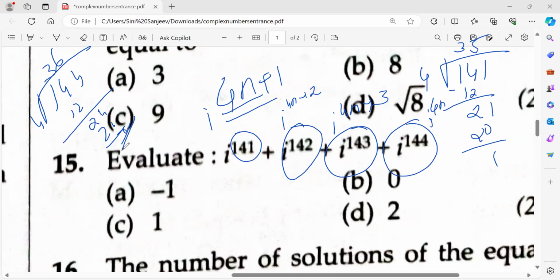So what is the value of i power 4n plus 1? What I told you, this will be my i. What will be 4n plus 2? Minus 1. 4n plus 3? Minus i. And this is 1. Add all of these values, and I'll be getting the option 0. Is it easy or difficult?